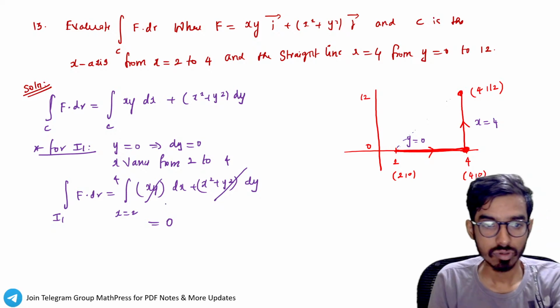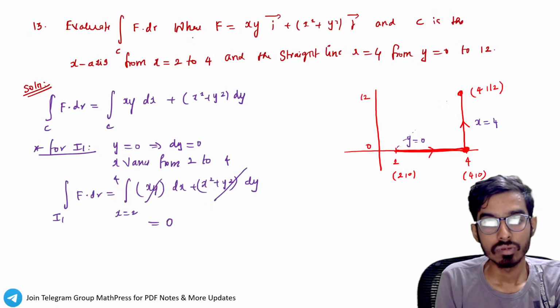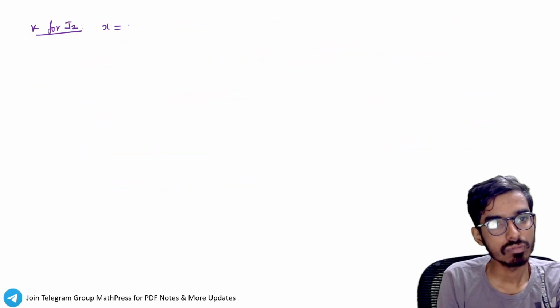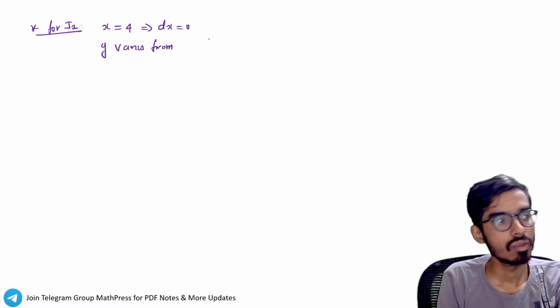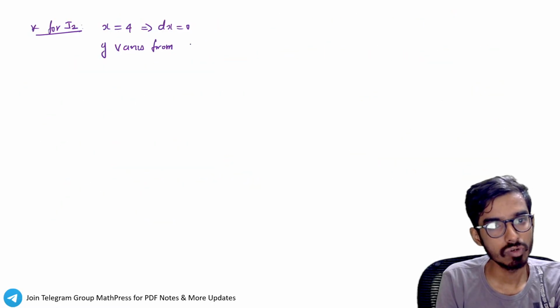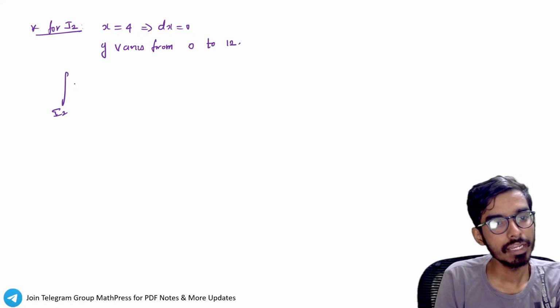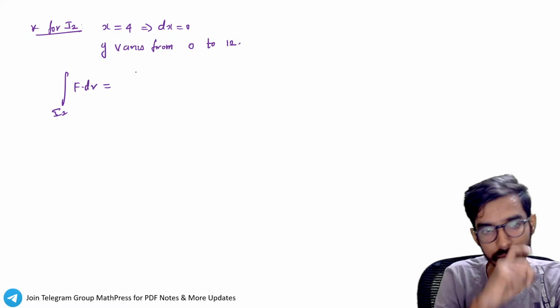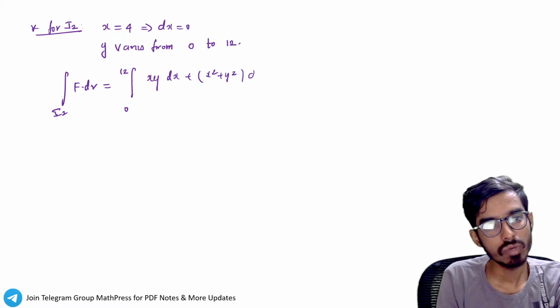Okay. So for I2, you can see x is 4. That means dx is 0. Y varies from 0 to 12. So therefore the integral over I2 of f dot dr will be the integral with y varying from 0 to 12. So f dot dr is xy dx plus x square plus y square dy.